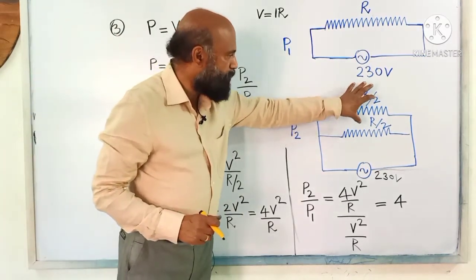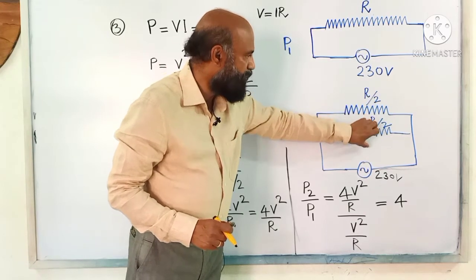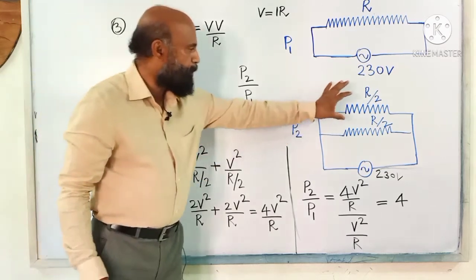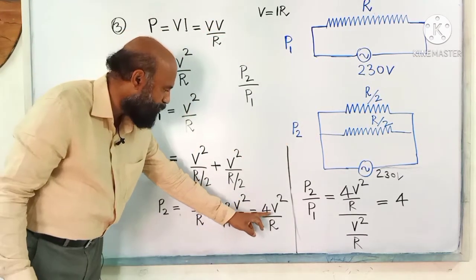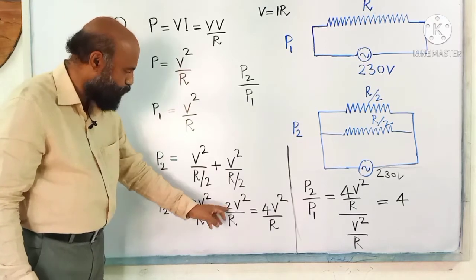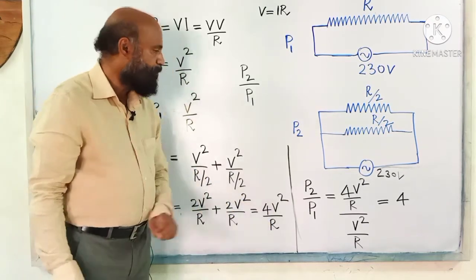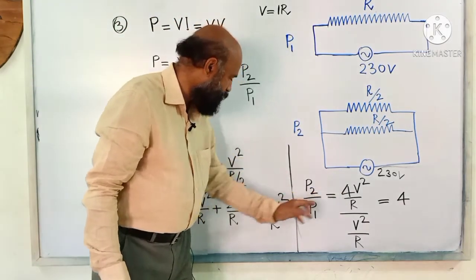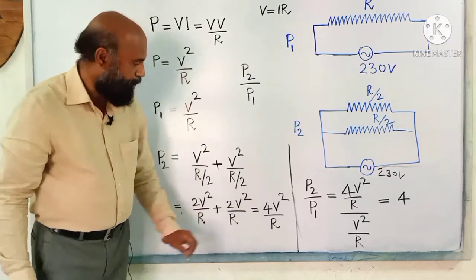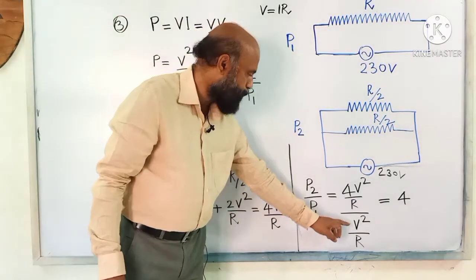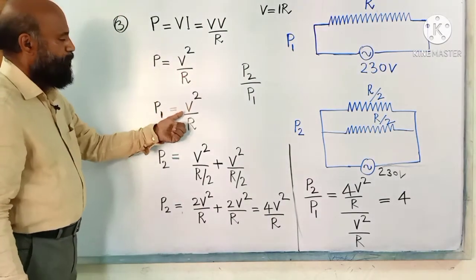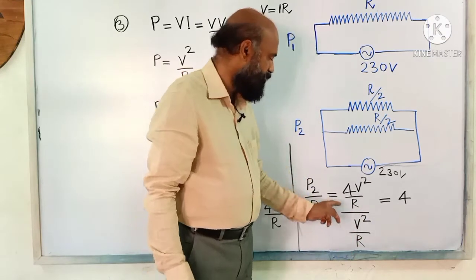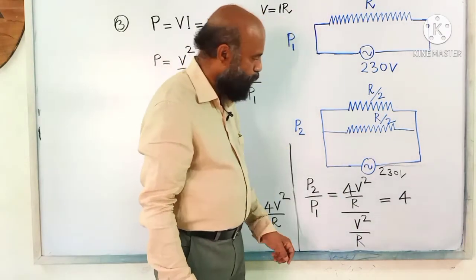So the total power is the power dissipated here and here, so the sum of these two. So P2, total power dissipated in this case, is 2V square by R plus 2V square by R, that is 4V square by R. The ratio of P2 by P1 is equal to, P2 is 4V square by R divided by P1, which is V square by R. Now V square will get cancelled, R will get cancelled. So P2 by P1 is equal to 4.